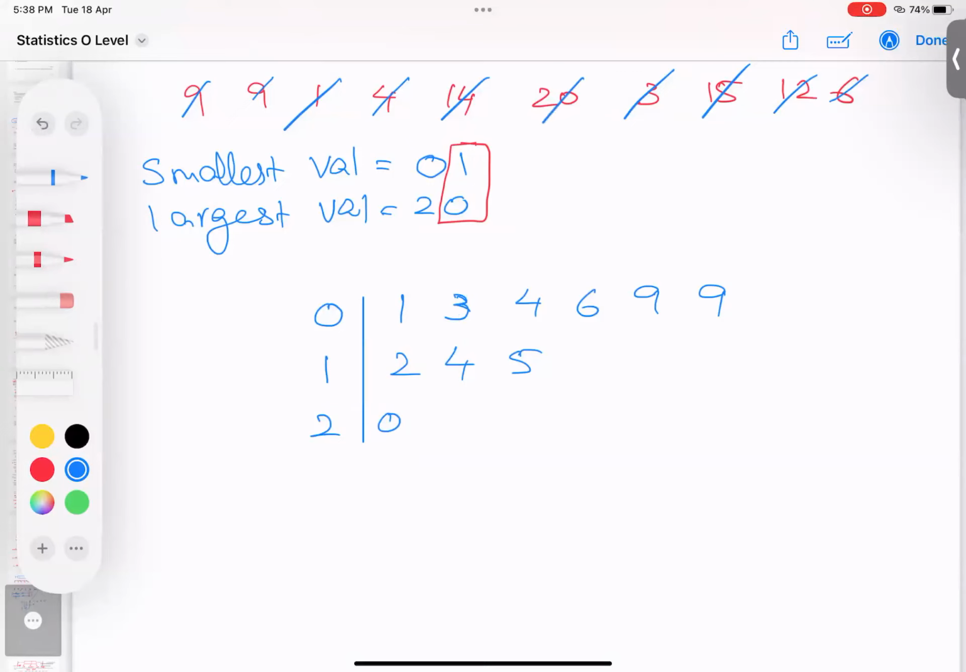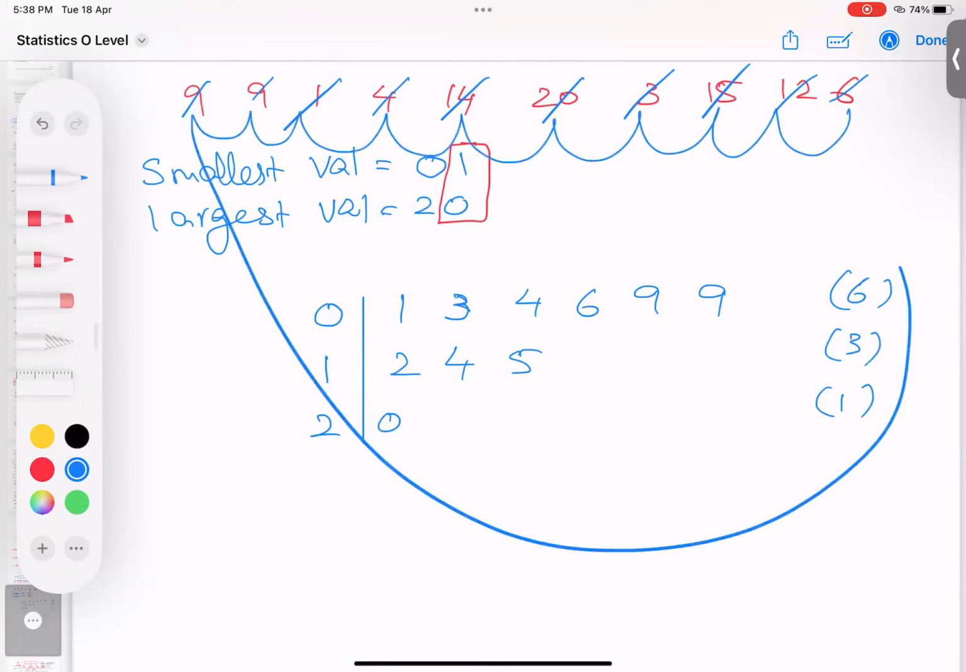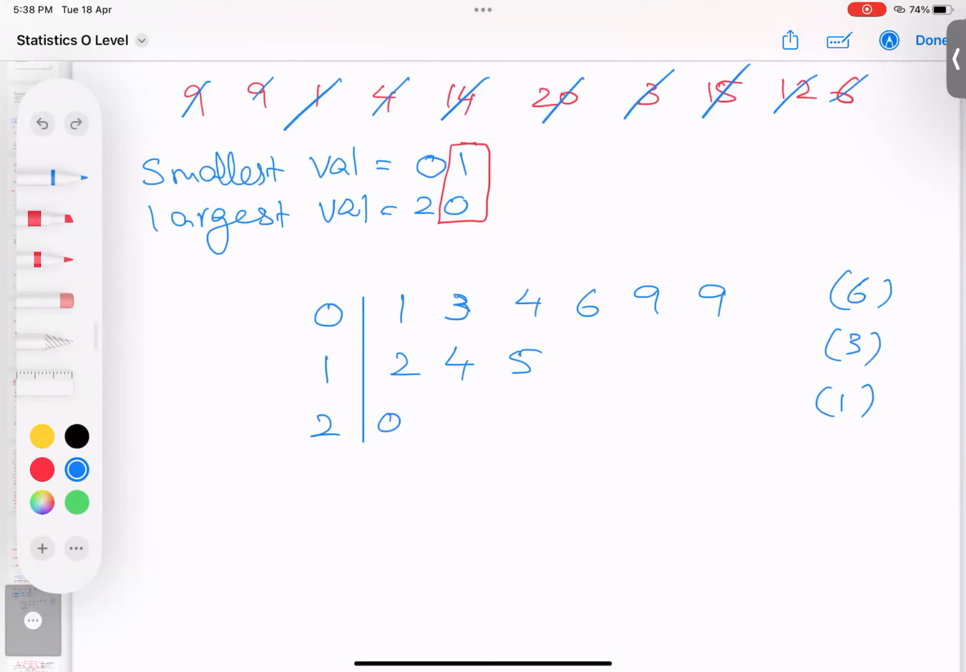Alhamdulillah. If you count these values, these are 6. These are 3. And this is a 1. The total values, if you count, 1, 2, 3, 4, 5, 6, 7, 8, 9, 10. So if you add them, 10. It means no mistake at all.